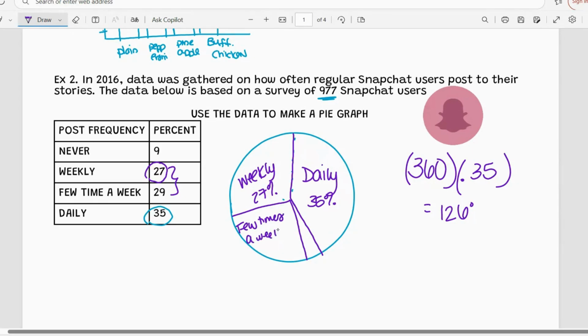I can say that this is a few times a week, 29%. And sometimes it won't fit, so you can just put it on the outside. This is never, and this is 9%.